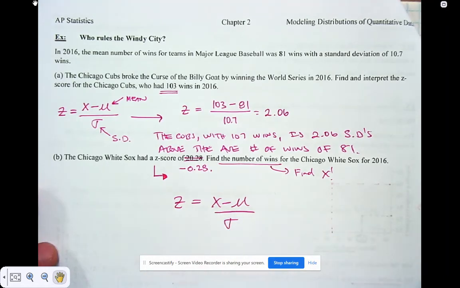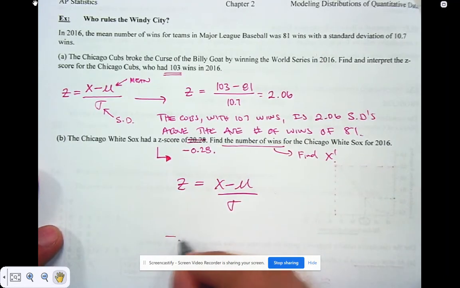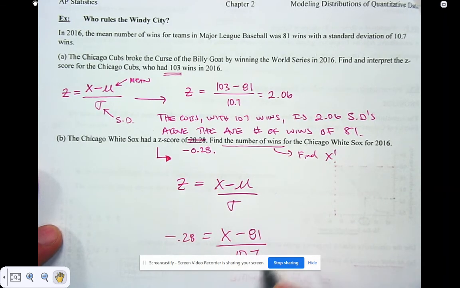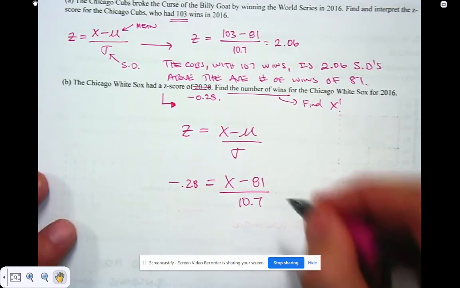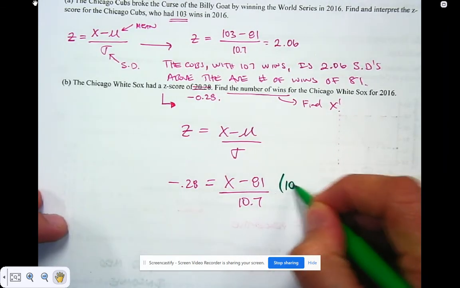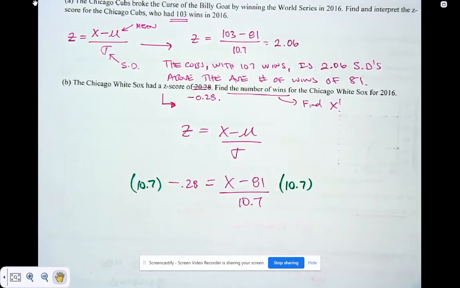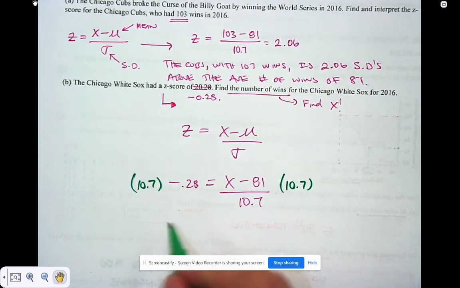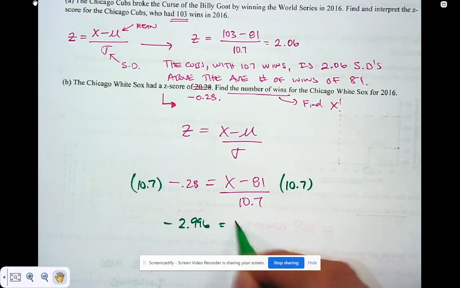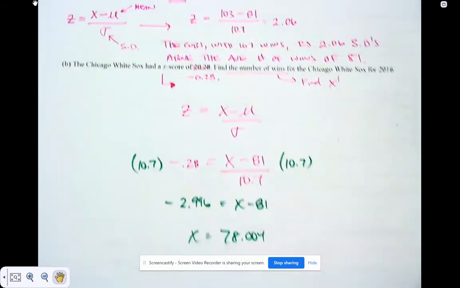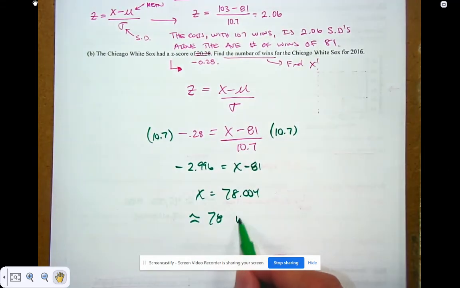There are 1, 2, 3, 4 unknowns. We have 3 of them. z is negative 0.28. x, I don't know. I know the average was 81, and the standard deviation of all teams was 10.7. Okay, so simple algebra. You want to multiply both sides by 10.7. And when you do that, you get negative 2.996 equals x minus 81. And then when you add 81 to that, you get 78.004. So approximately 78 wins.